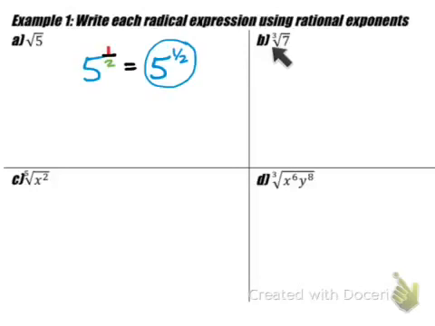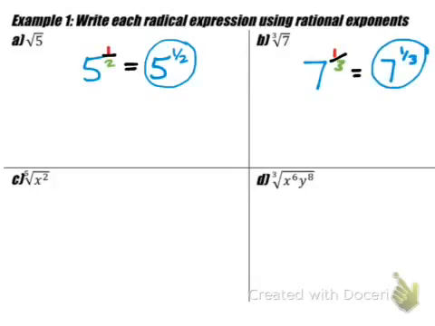Okay, so then in b, we have the cube root of 7. So to write down the cube root of 7 in exponential form, we have our 7. And then since we're raising 7 to the first power, and our index is 3, it'd be 7 to 1/3. And then that would be 7 to the 1/3 power.